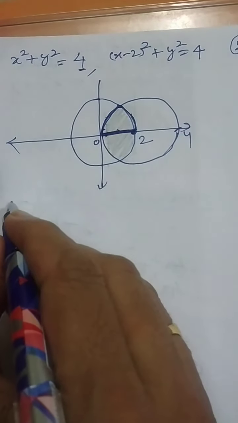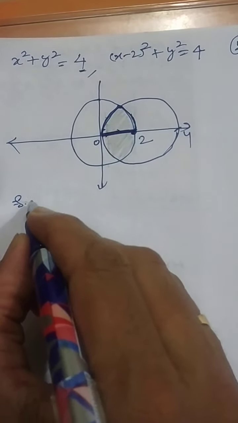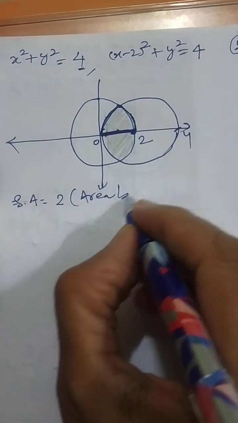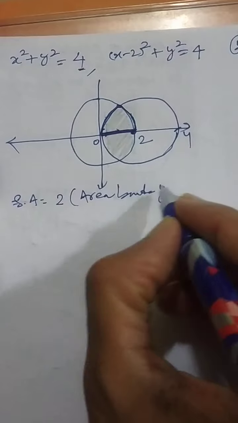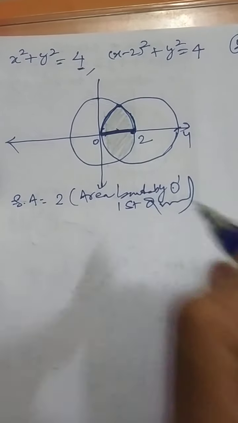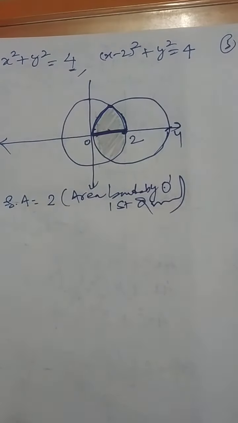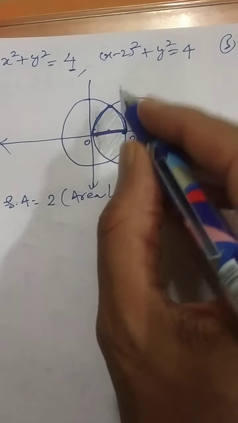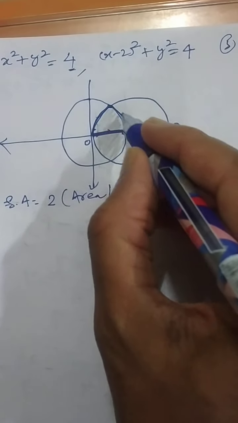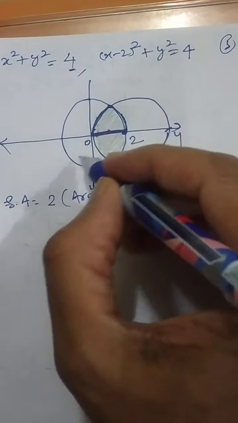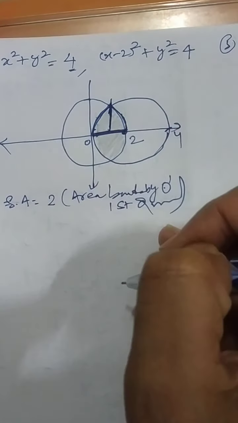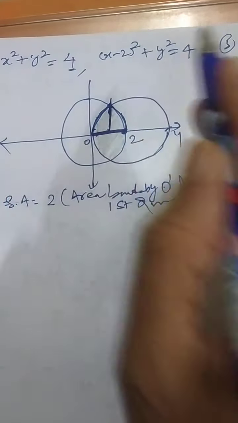So that's the specification first. Shaded area will be equal to 2 times the area bounded by the circles in the first quadrant. That you must mention. Now if you look at this circle also, it is not totally bounded by only the same circle. There is also a division till here. This division means you have to solve these two equations.